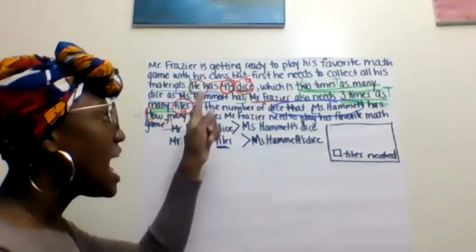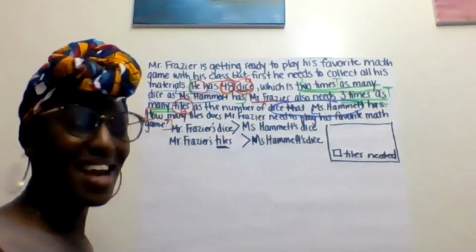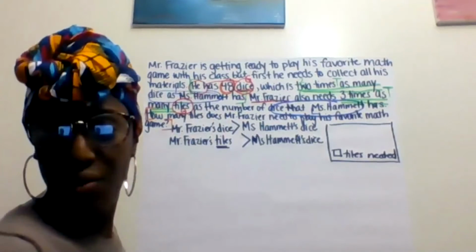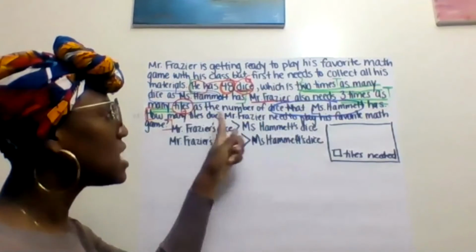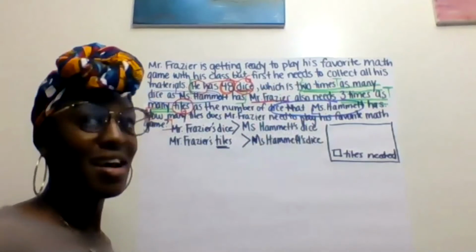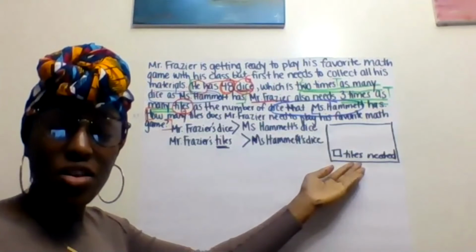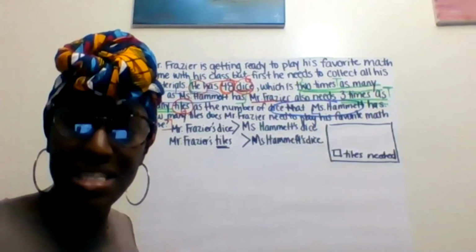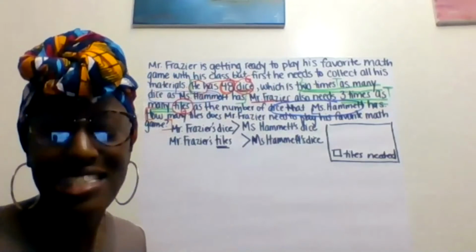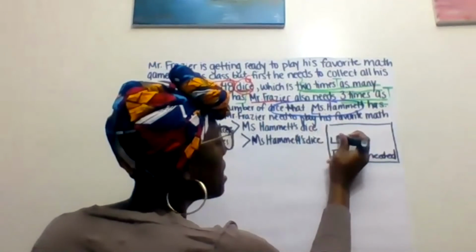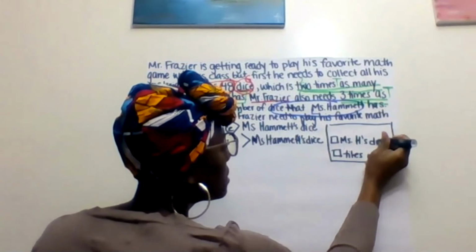He has 48 dice, which is 2 times as many dice as Miss Hammett has. Let me think here. I know how many dice he has. That's a known. But in that sentence, I don't know how many dice Miss Hammett has. She's an unknown. Let's see if we solve that in the next sentence. Mr. Fraser also needs 3 times as many tiles as the number of dice that Miss Hammett has. In this one, it mentions the tiles that I need for my final unknown, and it also mentions Miss Hammett's dice again, but I still don't know how many dice Miss Hammett has. So I'm going to write that now as an unknown. I'm going to write Miss H's dice.